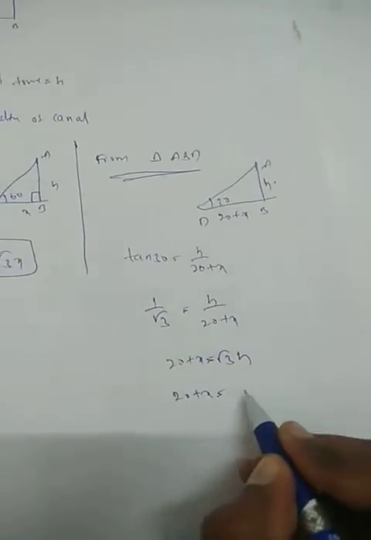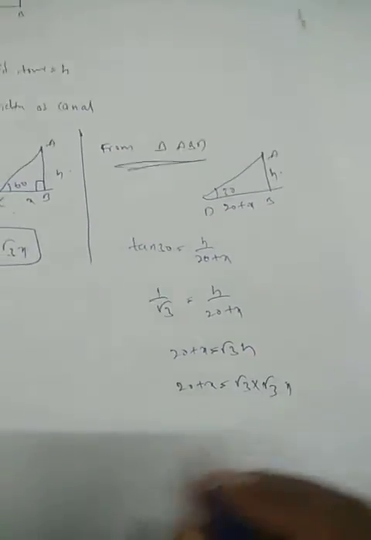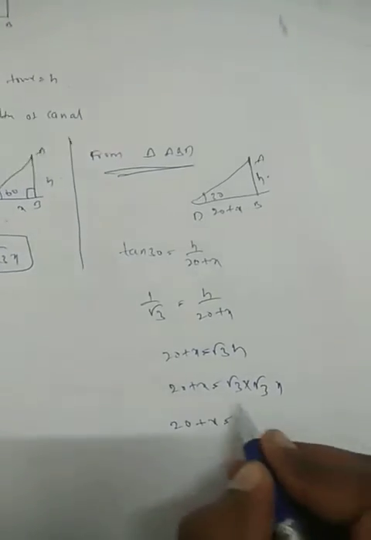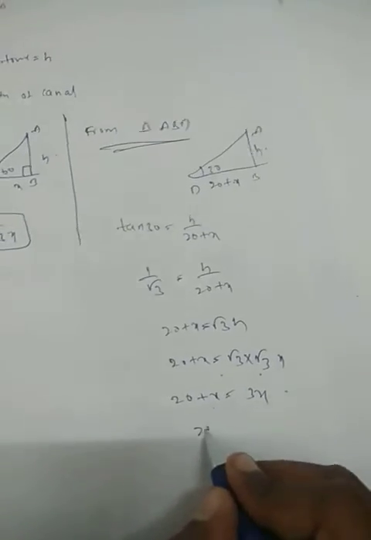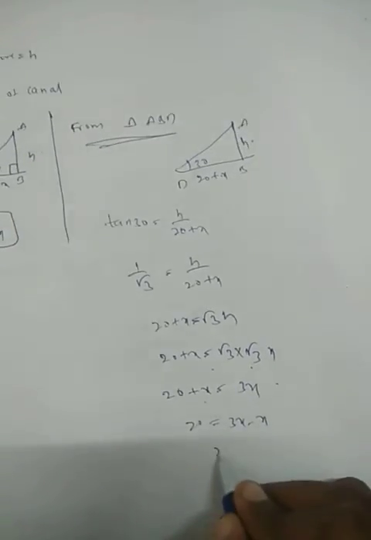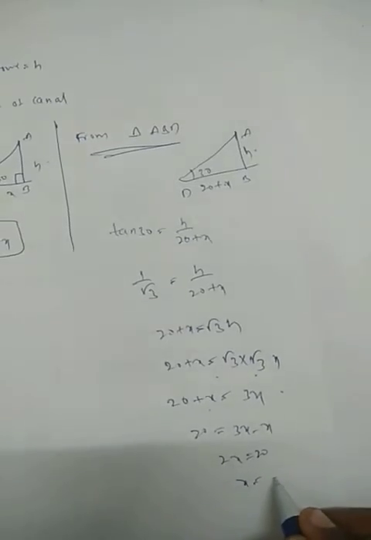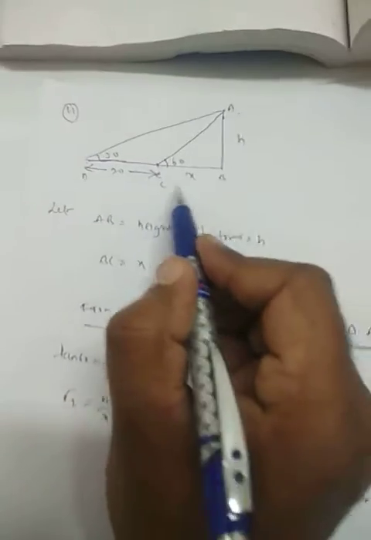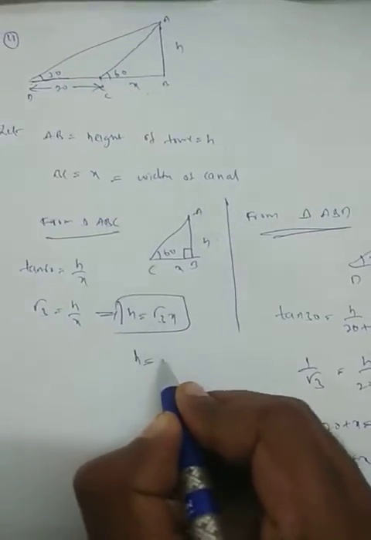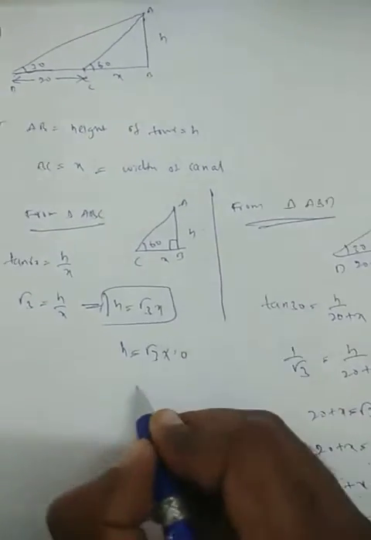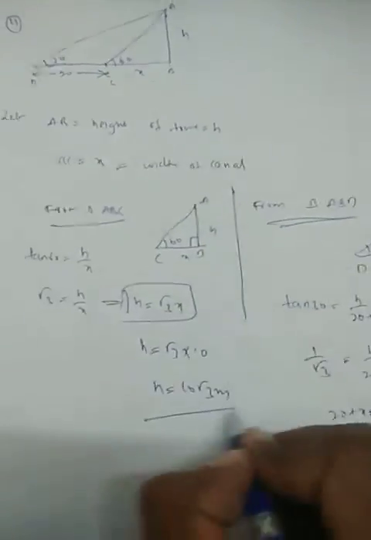So what is the value of h again? Same, root 3x. 20 plus x is equal to root 3 into root 3x. So 20 plus x is equal to root 3 into root 3 square, that is 3, so this is 3 into x. Send x this side. 20 is equal to 3x minus x. 2x is equal to 20. x is equal to 20 upon 2, that is 10 meters. So the value of x will be 10 meters. That means the width of the canal is 10 meters. So then we got h also directly. What is h? Root 3 into 10. That will be 10 root 3 meters.